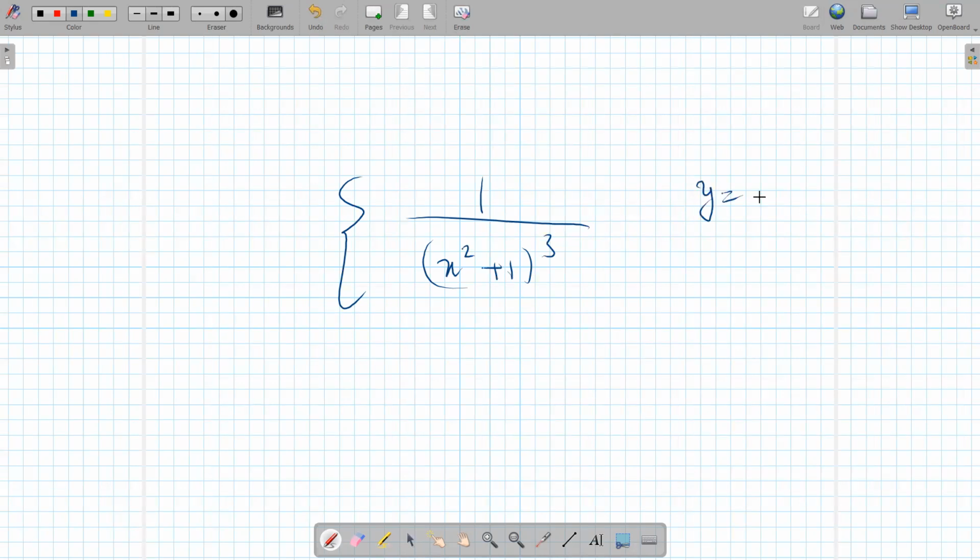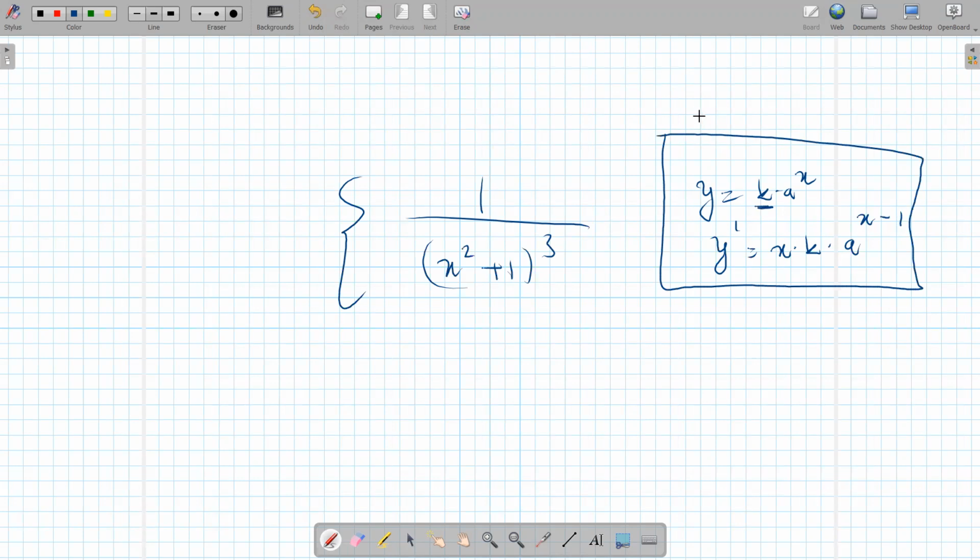If y is, I don't know, k times x to the power of n, y prime will be, you bring that exponent down, multiply that with this number if there's a number in front of it, and take 1 away, yeah? So this is a rule for polynomials, or like when you can write x to the power of something, right? When you can turn it into a power, you can use this rule, and it's pretty straightforward.